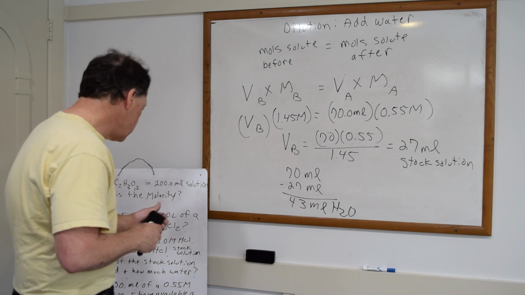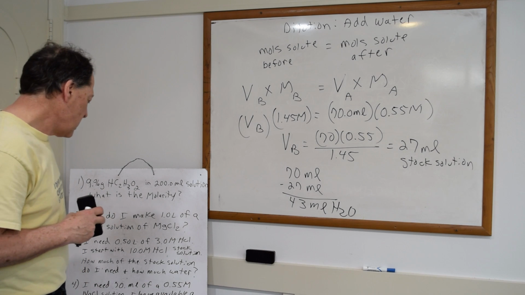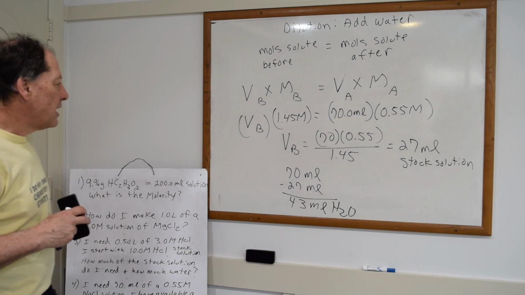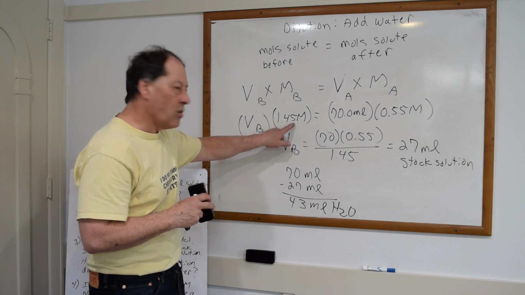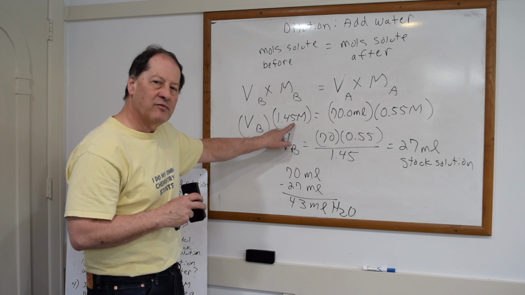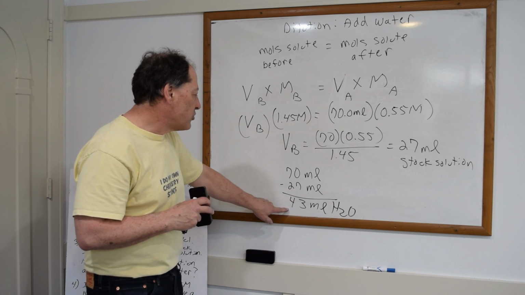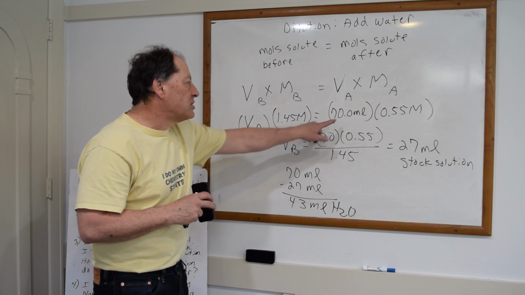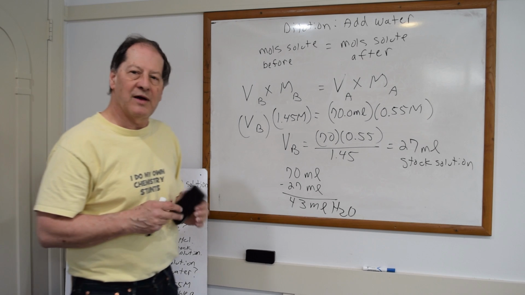So to make this solution, the 70 milliliters of a 0.55 molar solution of salt water, I need to take 27 milliliters of my concentrated salt water that I have as 1.45 molar and add to it 43 milliliters of water. That would give me a total of 70 milliliters, and the concentration will be 0.55 molar.